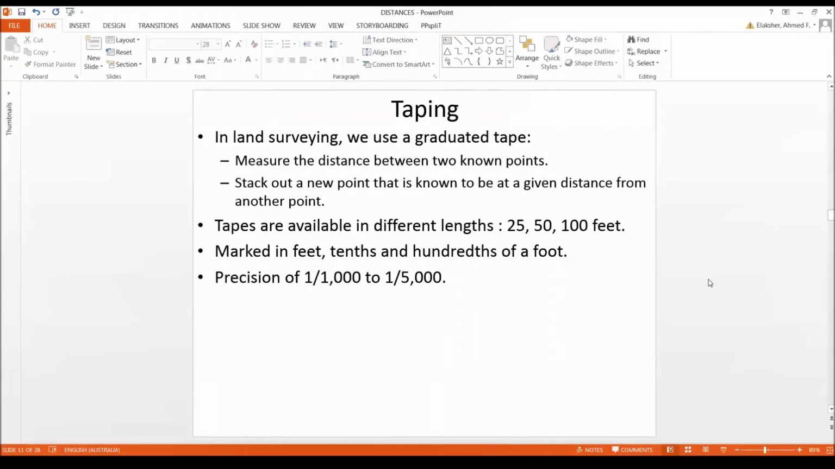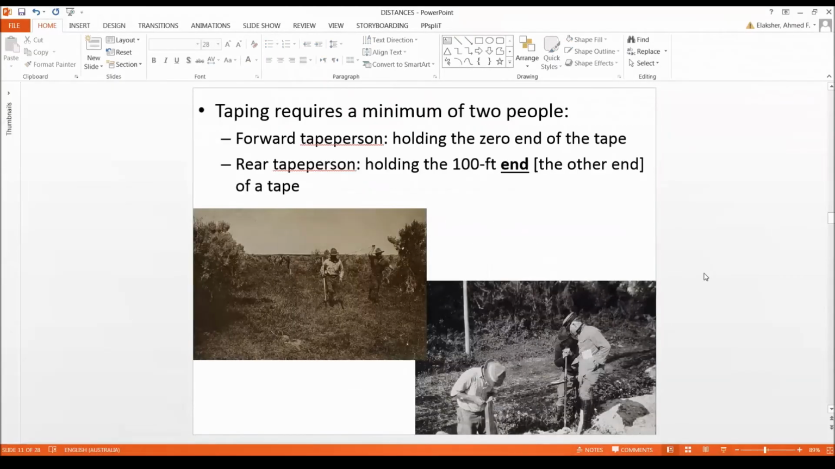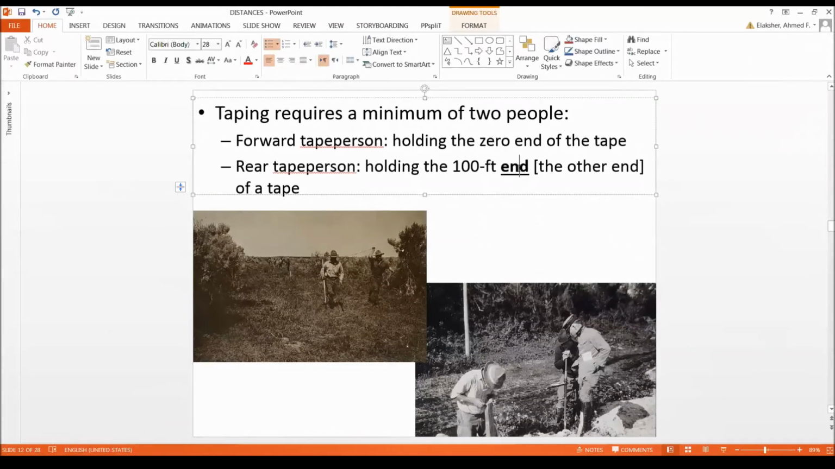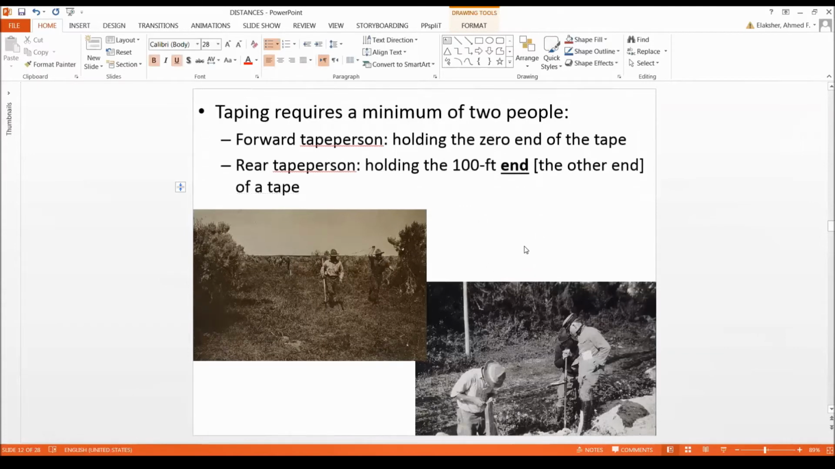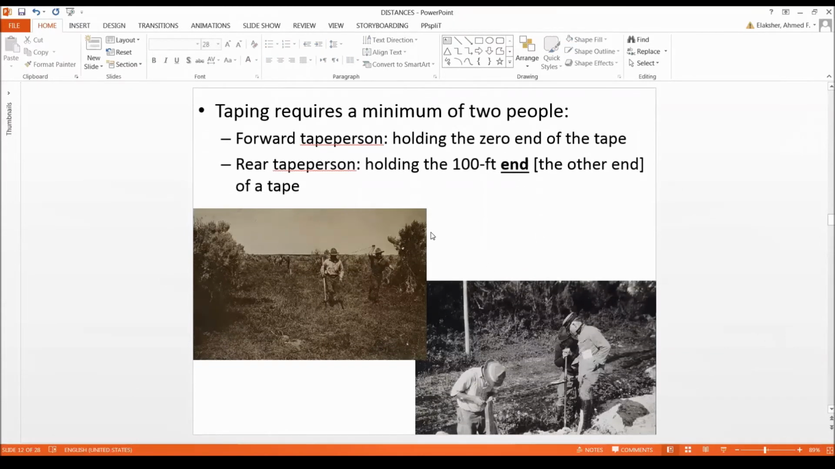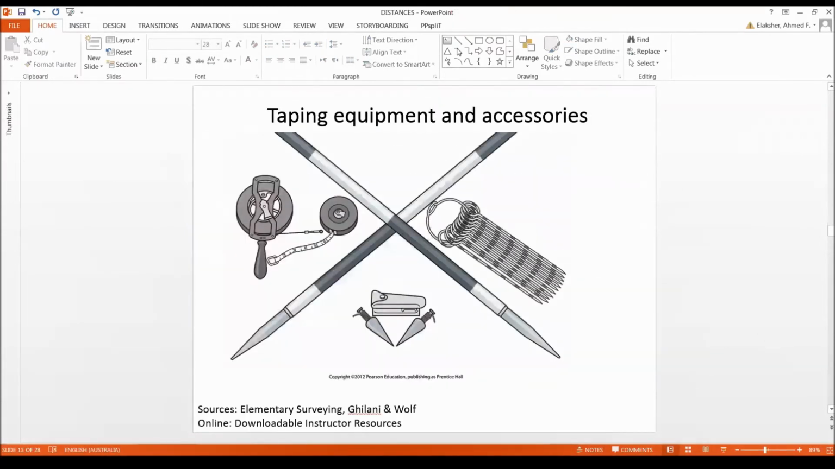Let's go back to my slides here. This is what we have for taping. We usually will have two people, one that holds the 0, one that holds the 100. Why did I put this? This is very simple, but I put this for a particular reason.